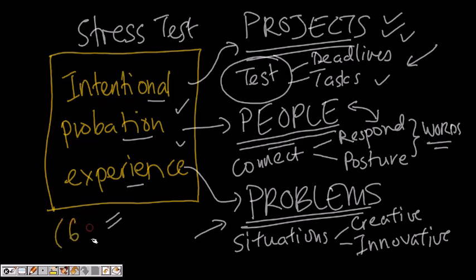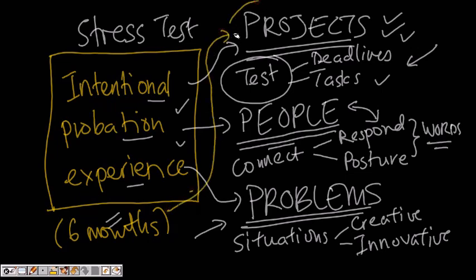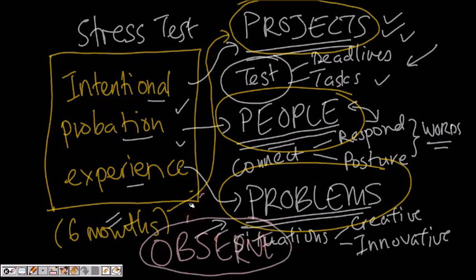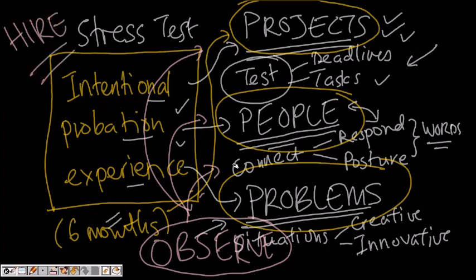Let's say this prospective employee has a 6 months probation period. Now, within the 6 months probation period, you as the supervisor together with HR should design his or her time so that it is spent equally with projects, with people, and with problems that are given to this particular person. And what you need to do as the supervisor is observe. You need to spend time to observe this person. You've got to ask for feedback. Observation is key. Just because you hire him or her doesn't mean you can just let go of the reins.